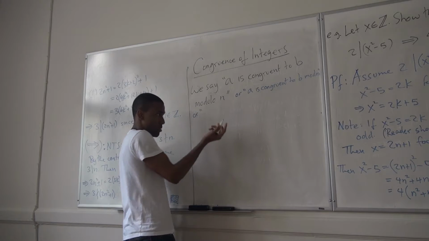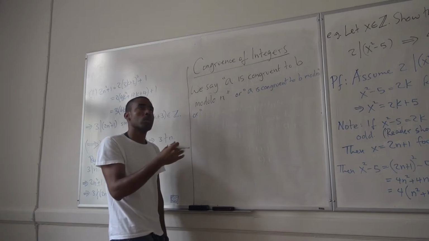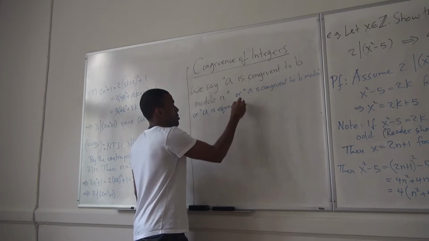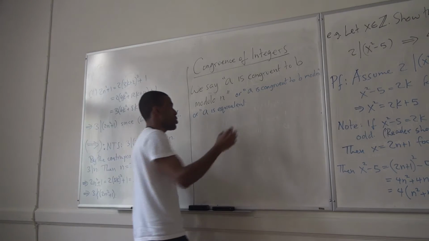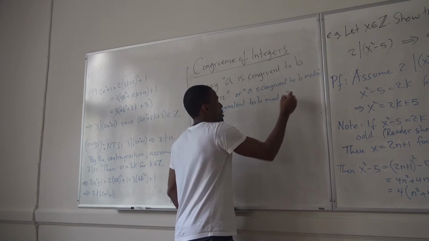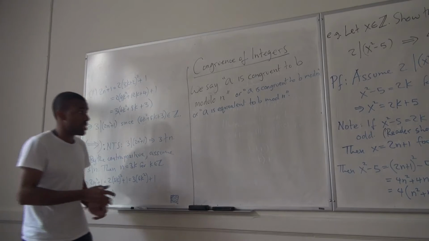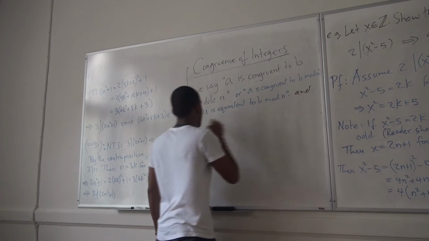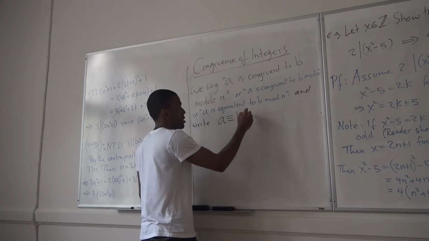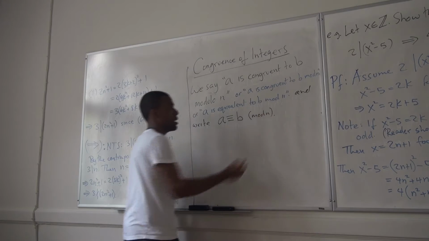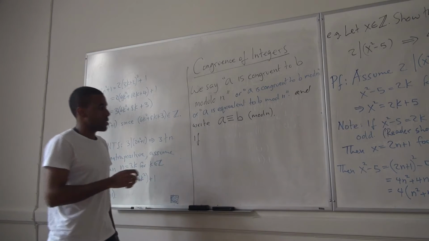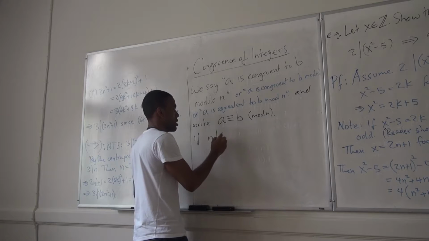Or, and this you'll get when we do, again, chapter 8, A is equivalent, right? But we're not going to really explore what the basis of this equivalency is until chapter 8, to be mod n. So there are many ways that you can say it and write this notation. A equivalent to B mod n if n divides A minus B.